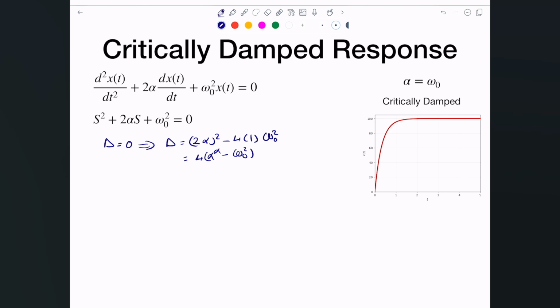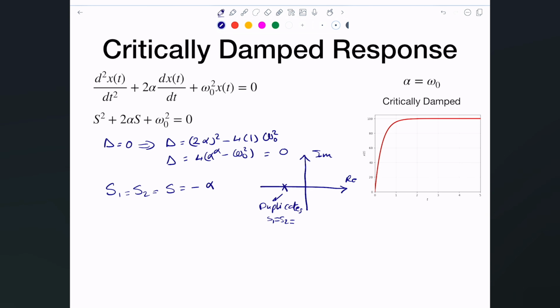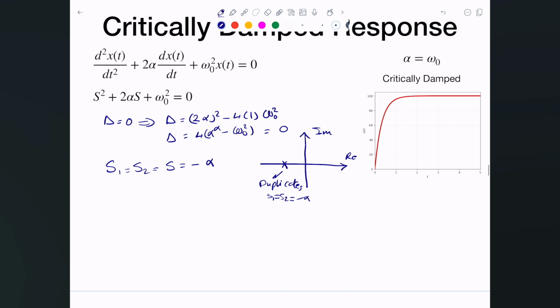So if alpha is exactly equal to omega 0, that means the discriminant is 0, and we know that s1 is the same as s2, and it's simply just s, and that root is just simply negative alpha. So if I'm plotting those solutions for this quadratic equation in the real-imaginary complex plane, what we get is a couple of poles in here, and these basically are duplicates. So these are s1 equals s2, and that number is negative alpha, which is a negative number here.